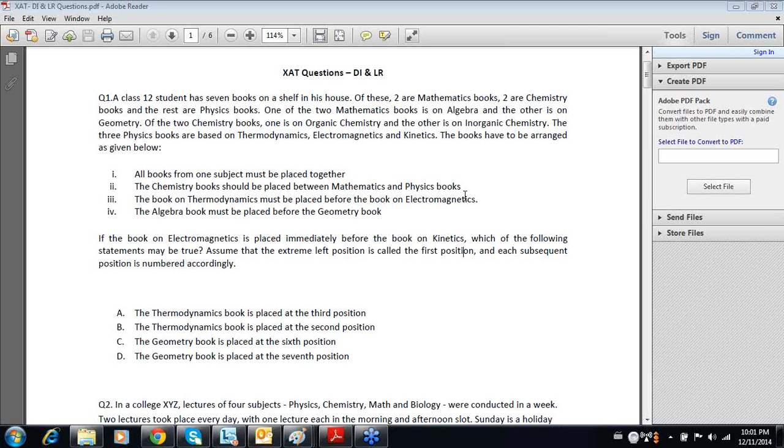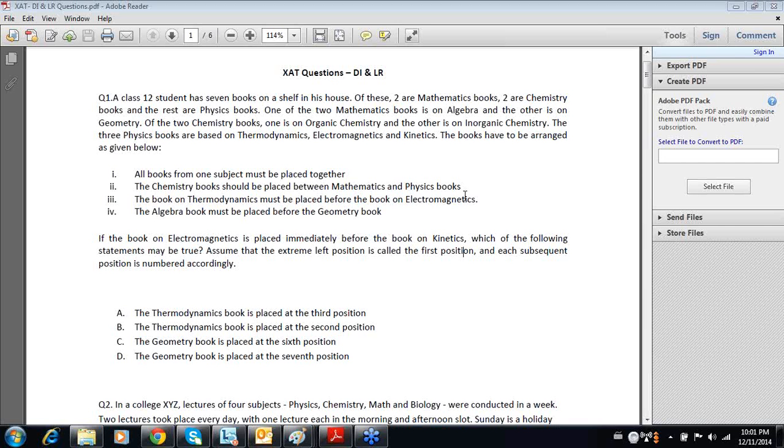Okay, good evening everybody. So today we'll be taking a session on DI and LR, and I have prepared some 10-12 questions for today. Most of the questions have been asked in previous ZAT and CAT examinations, and they are at par with what you will be experiencing.